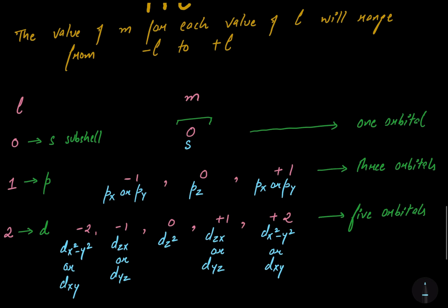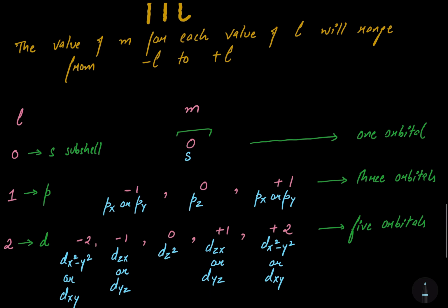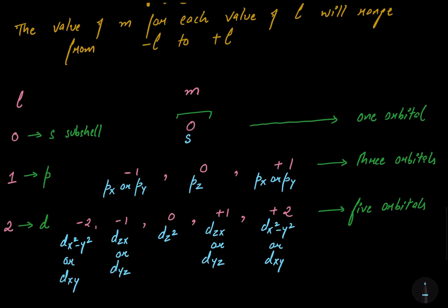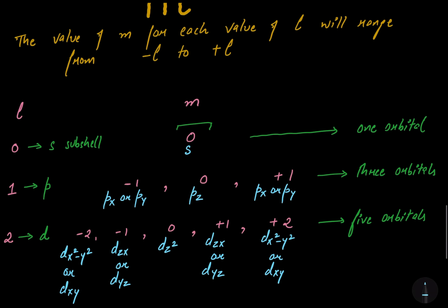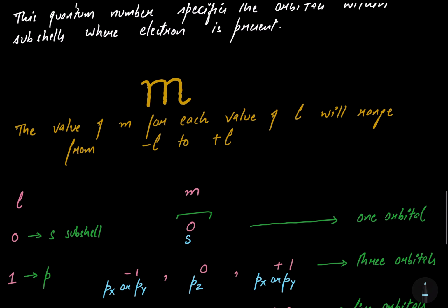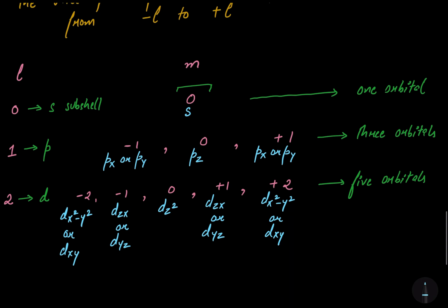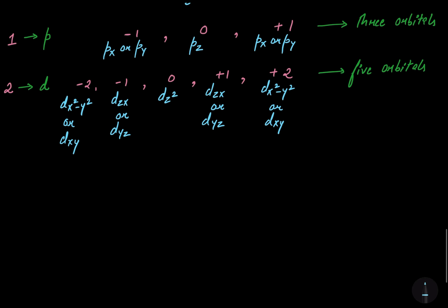So that's all about the magnetic quantum number, which gives us information about the number of orbitals in a particular subshell, or we can also specify the orbital within the subshell where the electron is present. Hopefully you all are clear on the magnetic quantum number. So now let's move to the next quantum number, that's the spin quantum number.